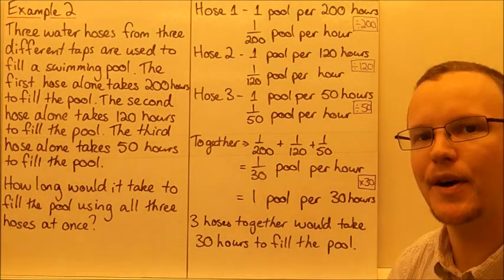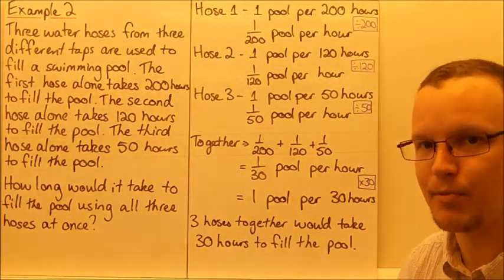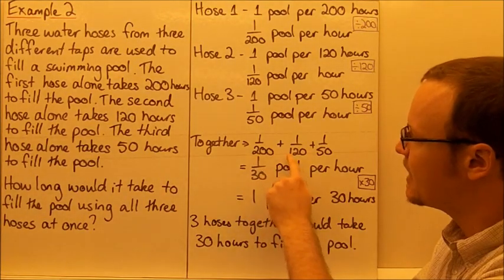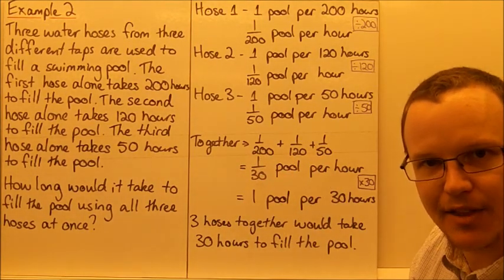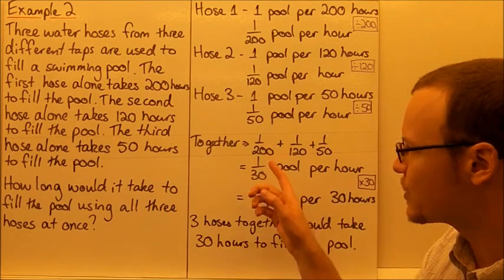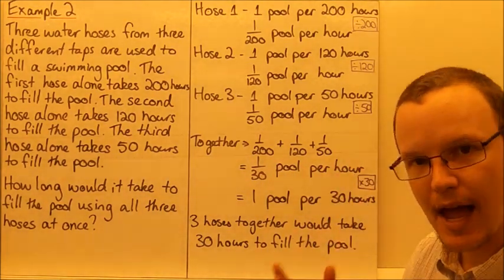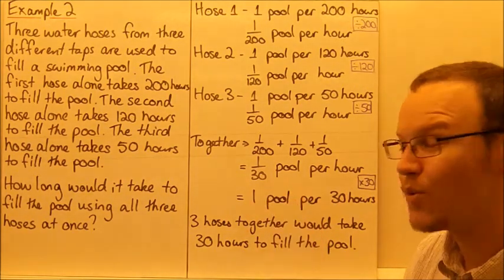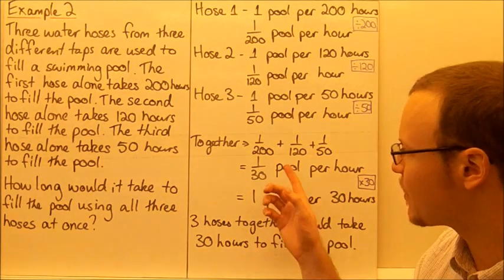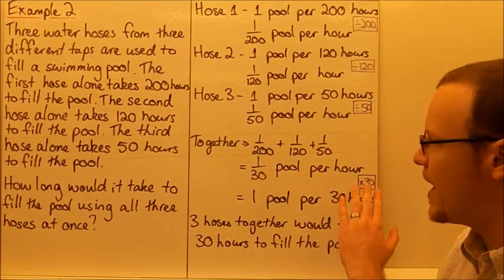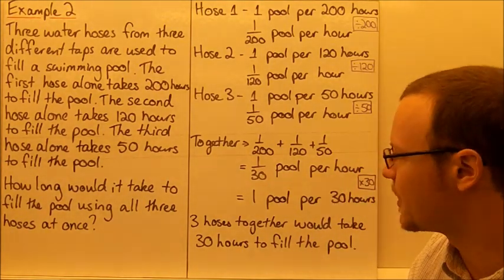If we combine all of the rates together, we add the rate of each of the hoses because we're going to be using them together. 1/200th plus 1/120th plus 1/50th. Adding them up in a calculator gives 1/30th. So we get 1/30th of a pool per hour with all of the hoses combined.